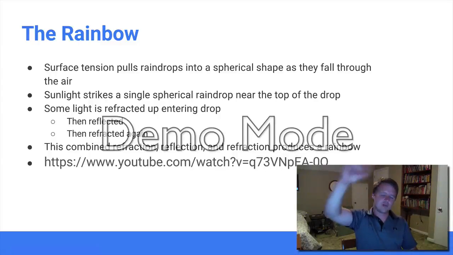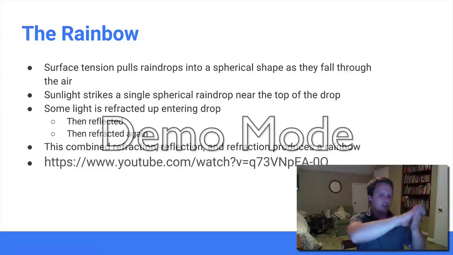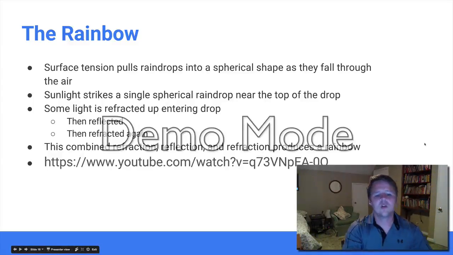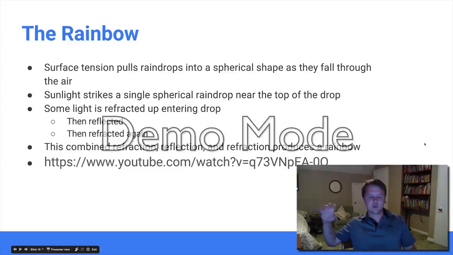So the light's refracted a little bit, and then it's reflected on the other side of the raindrop. The light does not want to leave the raindrop, so it's reflected. And when it's reflected, it's refracted again on its exit. It's a refraction, reflection, and then a refraction, which is going to be important for your quiz or test. This combination produces a rainbow.